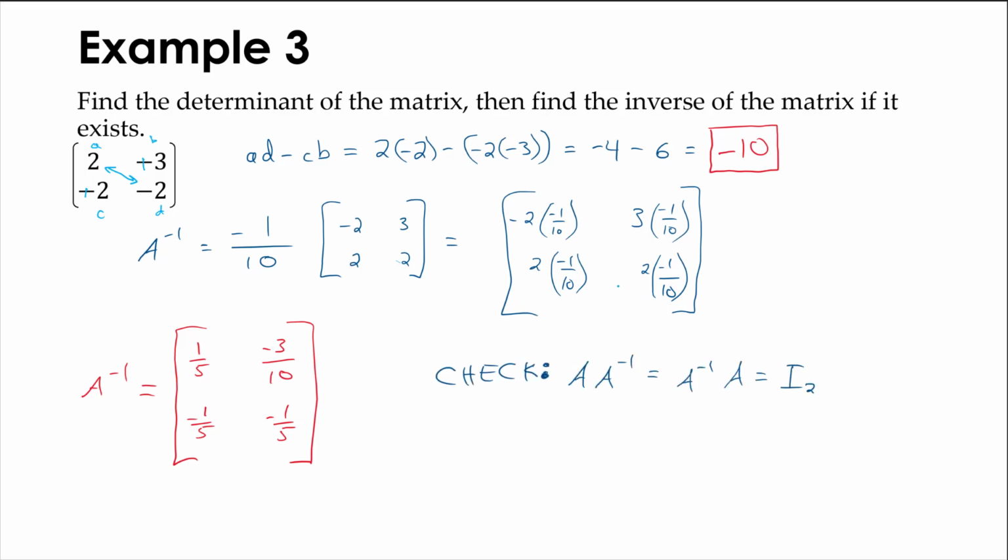And don't forget to check if I have A times A inverse, that should equal A inverse times A, which should be our identity matrix for a 2 by 2. Okay, but we're not going to do that for the sake of time in the video.